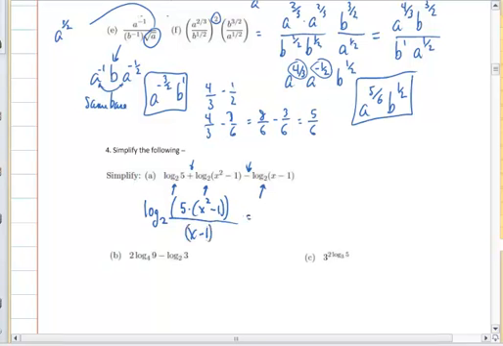So when I simplify this single logarithm, we have log base 2, I've got 5. Now remember, I can factor this x squared minus 1 into x plus 1, x minus 1, all over x minus 1, and hopefully you see that that cancels with that, and our final answer is log base 2 of 5 times x plus 1.